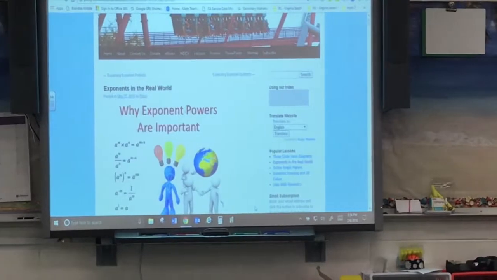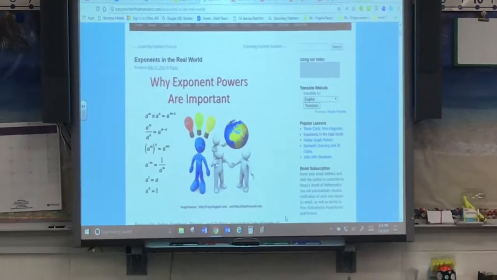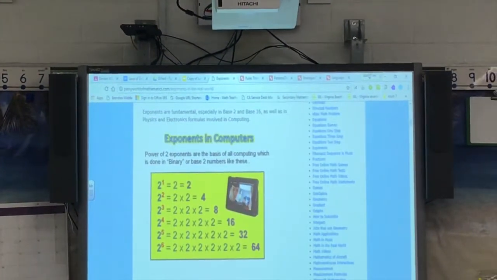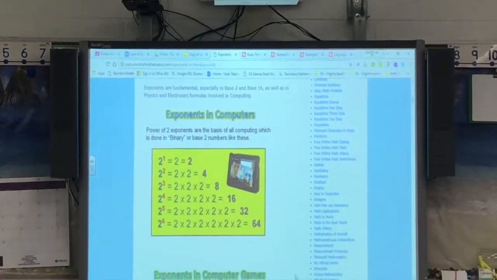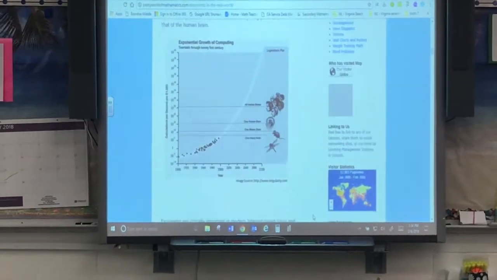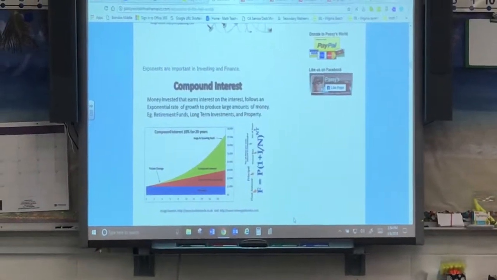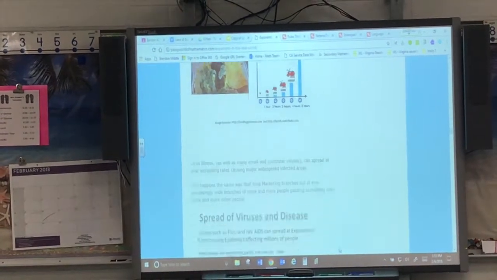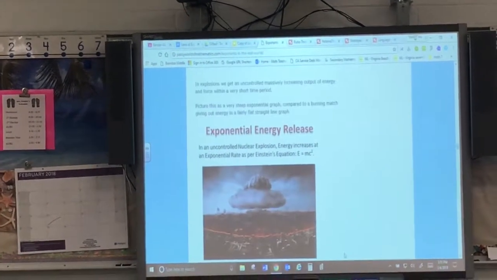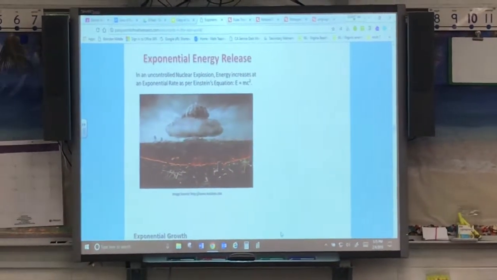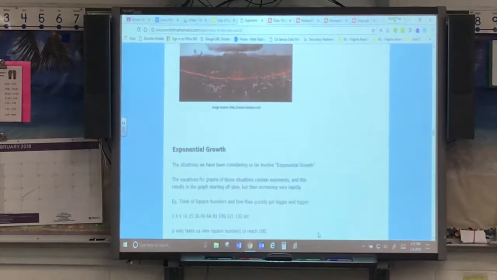Miss Scott put a link on here, and it talks about why exponents are important. A lot of these I knew, like that there are exponents in computers and computer games. Exponential growth and decay, you guys will be learning about. Compound interest, I'm good with. Population increase, you guys will learn about that too. Bacterial growth. Spread of viruses. Energy release, I never thought about it, but isn't it E equals MC squared? Yeah. Okay, so that does have some exponential stuff in it.